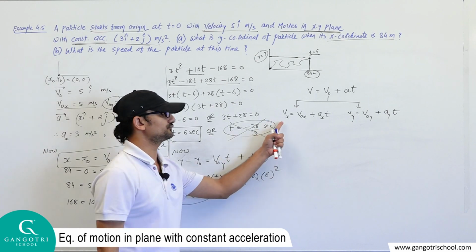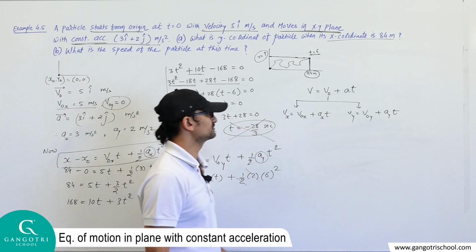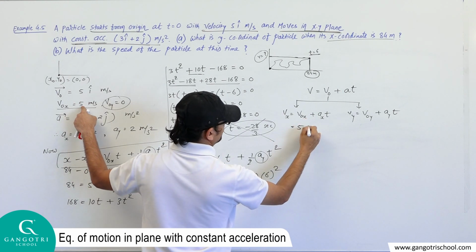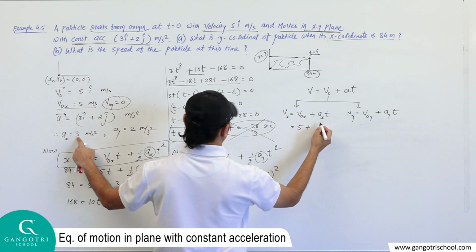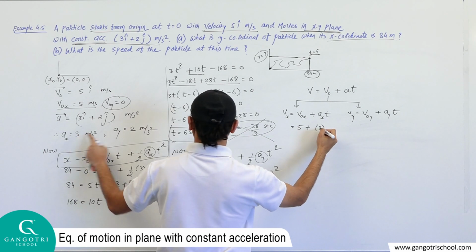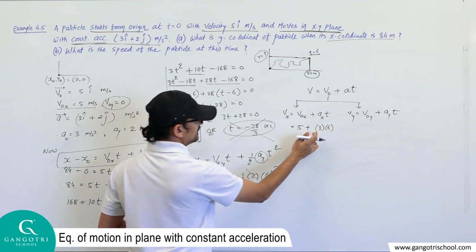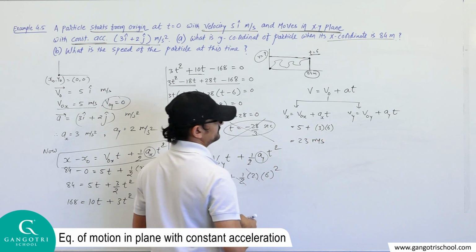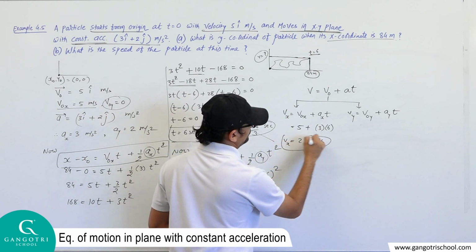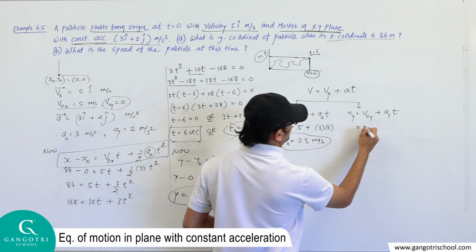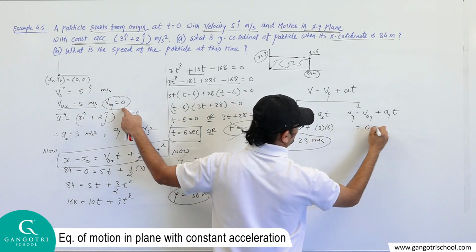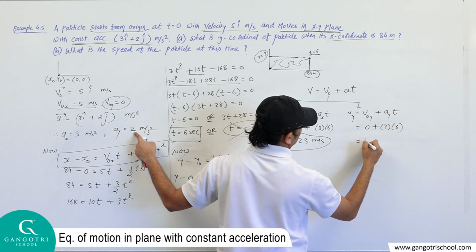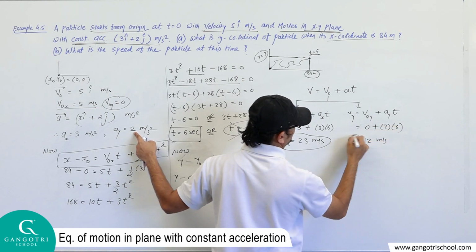So let's first of all find the components of the velocity. Here the x component of initial velocity is 5, the x component of acceleration is 3, and the time duration is 6 seconds. 6 3s are 18, 18 plus 5 is 23 meters per second. So this is the x component of velocity. Now here the y component of initial velocity is 0, the y component of acceleration is 2, time duration is 6, so that is 12 meters per second, the y component of velocity.